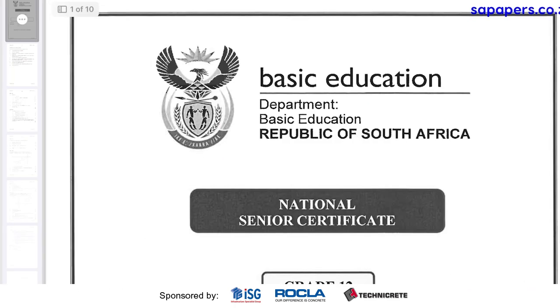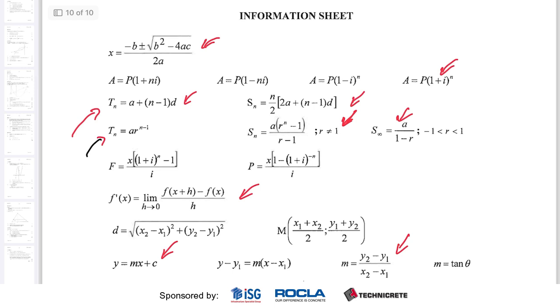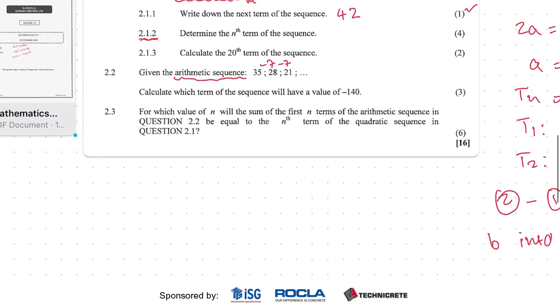At this point, I'd suggest just look up the formula if you don't know it. This is the formula we're going to use: Tn equals a plus (n minus 1) d. So we want to know which term equals -140. And we can see it'll be quite a high term, honestly.